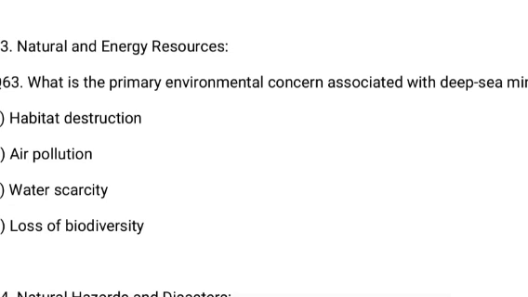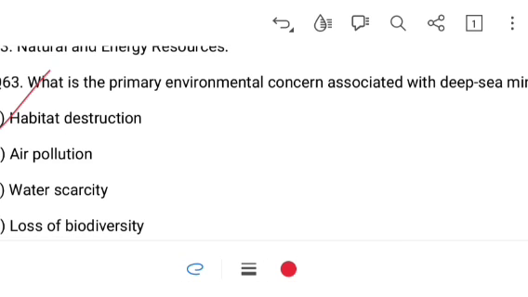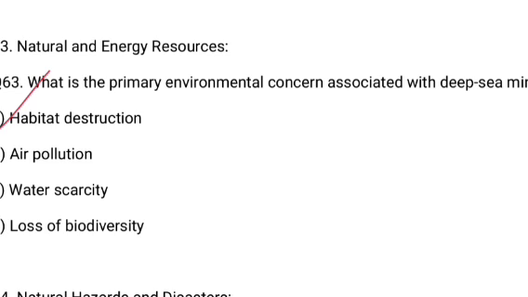Next is natural and energy resources. So this is the topic. The question is, what is the primary environmental concern associated with deep sea mining? Habitat destruction, air pollution, water scarcity, loss of biodiversity. It will be habitat destruction. Habitat destruction will be correct. We all know millions of species live under water. So if you do deep sea mining, they will be obliterated.